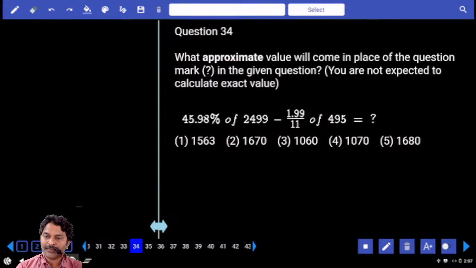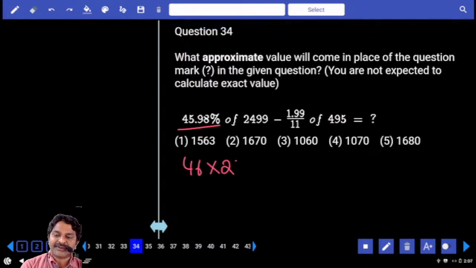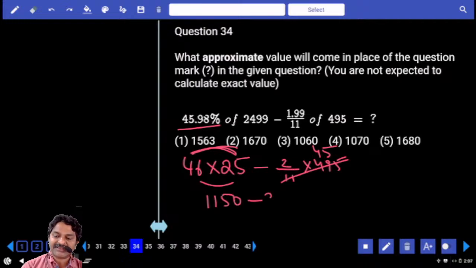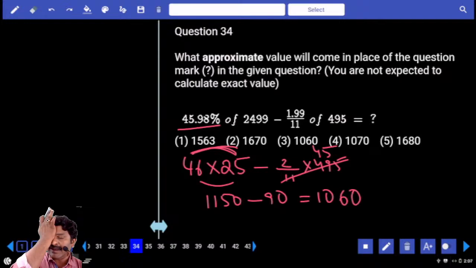Next, 34. 46 percentage. 46 into 1% value, which is 25. Minus 2 by 11 into 495. 11, 45 times. 40 times of 25, 1000. 6 times of 25, 150. Total 1150 minus 90. Subtract 100. Add 10 later.